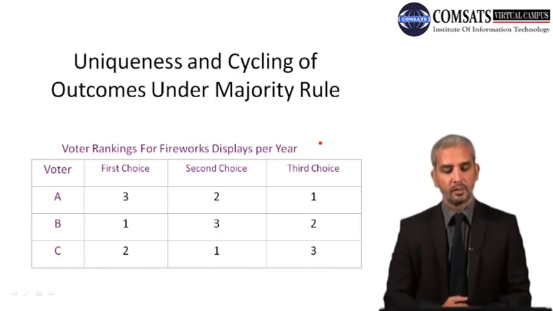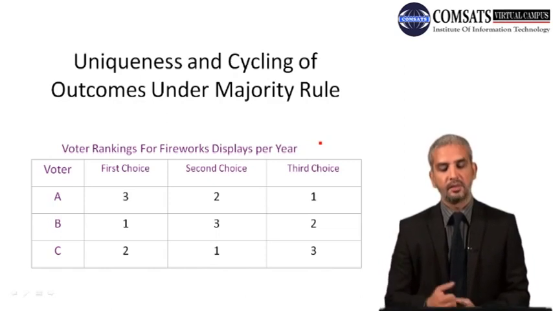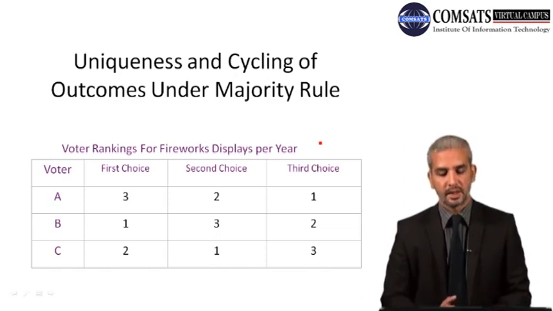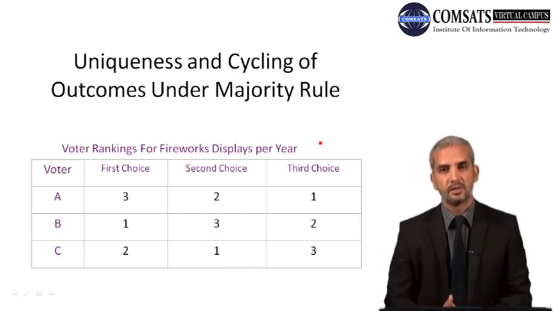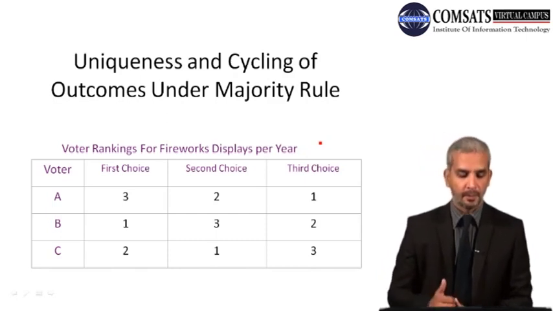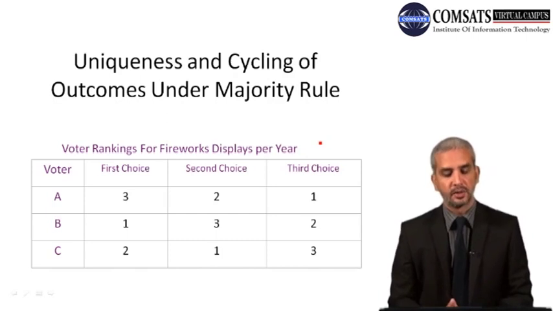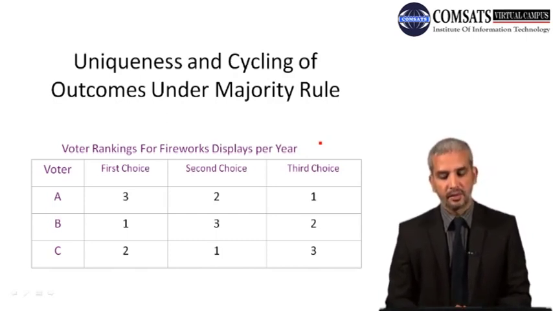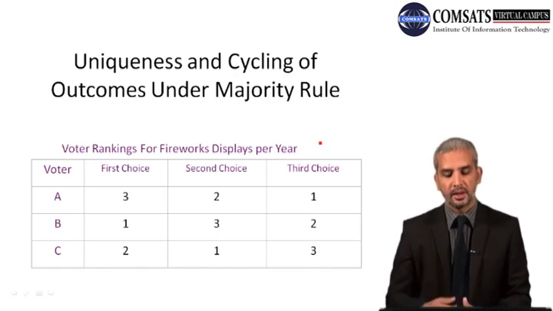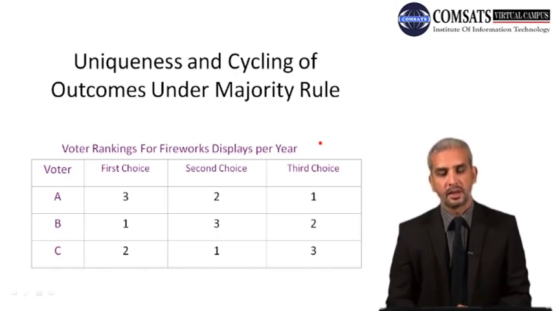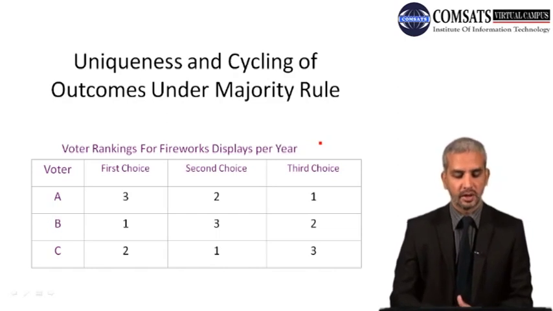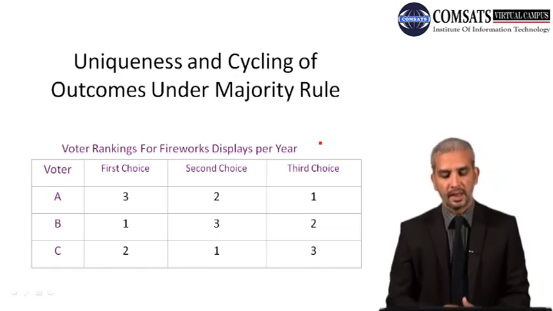Individual A's first choice is 3 fireworks per year, his second choice is 2 fireworks per year, and his third choice is 1 firework per year. Now individual B's first choice is 1 firework per year, his second choice is 3 fireworks per year, and his third choice is 2 fireworks per year, while individual C's first choice is 2 fireworks per year, his second choice is 1 firework per year, and his third choice is 3 fireworks per year.